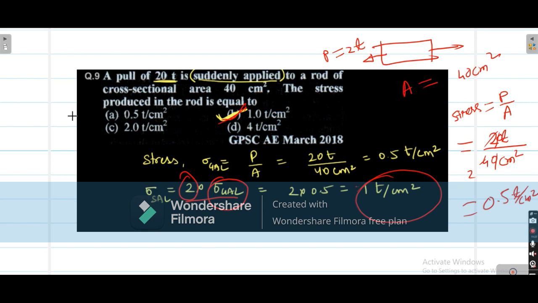So if you directly take 0.5 T per centimeter square, that will be the wrong option, because our stress formula P by A is valid for gradually applied load. But the sigma will be 2 times sigma gradual for a suddenly applied load.